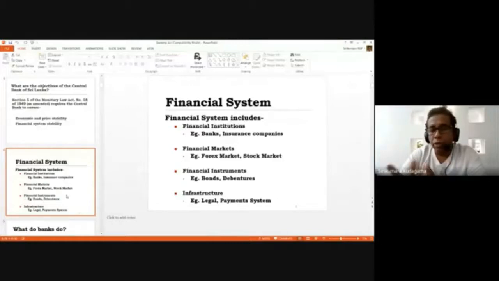Now you see that when players, institutions meet in these markets, they need to interact with each other using something. The instruments they are using, financial instruments, would form the third element of the financial system. There are financial instruments that they are using to interact with each other.